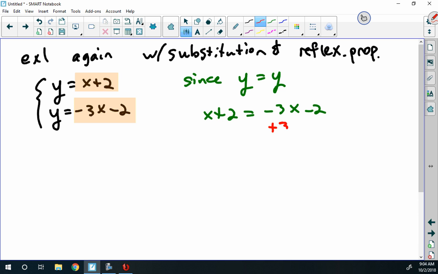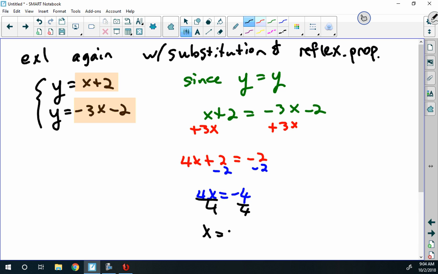So I'll go ahead and add 3x to both sides. So I'll get 4x plus 2 is equal to negative 2. And I'll subtract 2 from both sides, and I'll get 4x is negative 4. And I'll divide by 4, and I'll get x is negative 1. And I know my answer is going to have to be an ordered pair, xy, and x is negative 1.